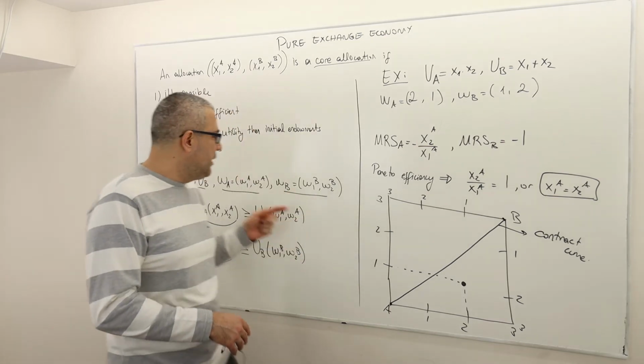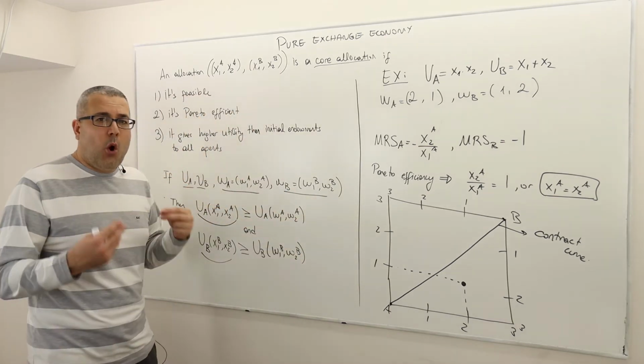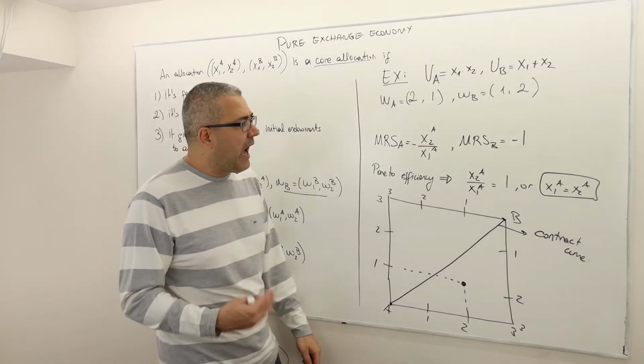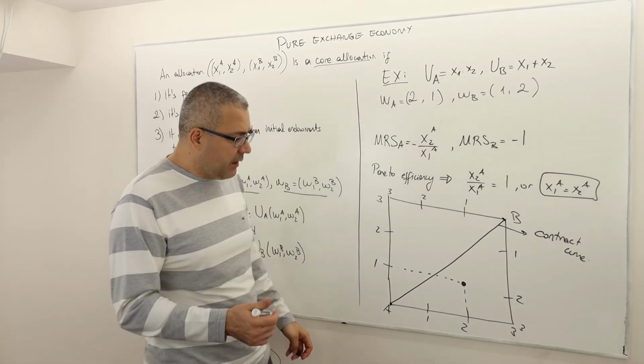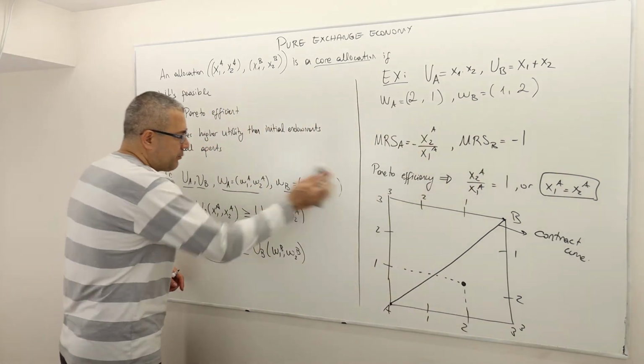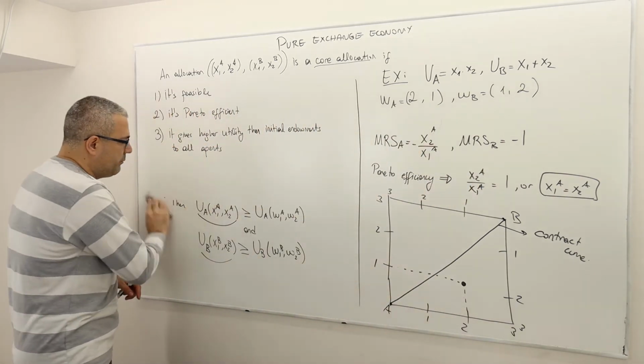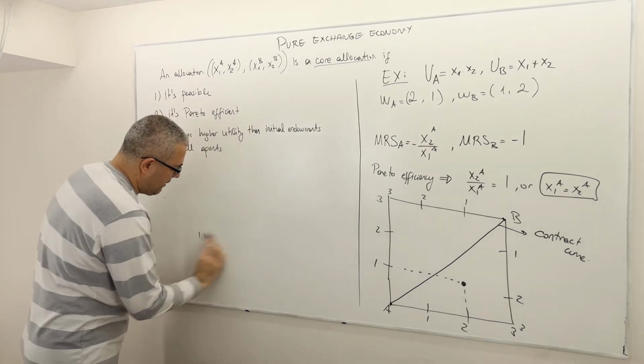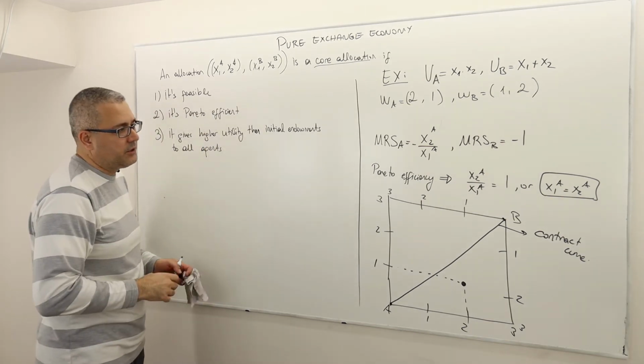So they should trade, but trade and end up where? For this, we use the third concept, the core allocation. How do we find it? Simple. You can do it graphically, or you can do it algebraically. I'm going to do it mathematically, algebraically.